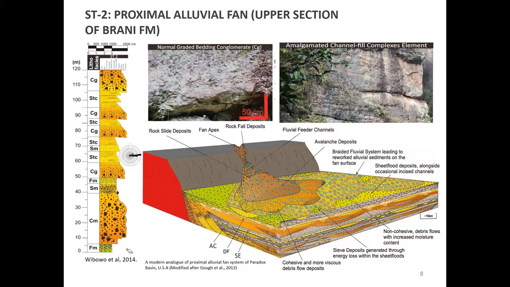This is an example of a modern alluvial fan model, to give us a clue to represent the Brani Formation model. So we are very close to the border. In the bottom section, we see some conglomerates in the previous section, and now we are seeing the upper section, where the amalgamated channel fill complex has already started, associated with braided river systems transporting the material from the source. Because of the nature of the braided fluvial system in this area, we're very close to the source, so the product is very coarse, cobble to boulder size.